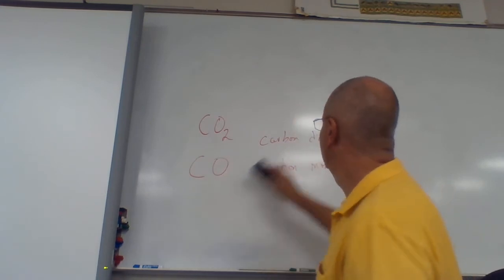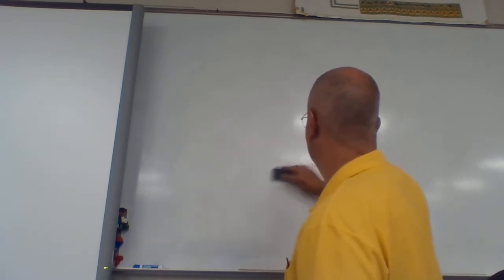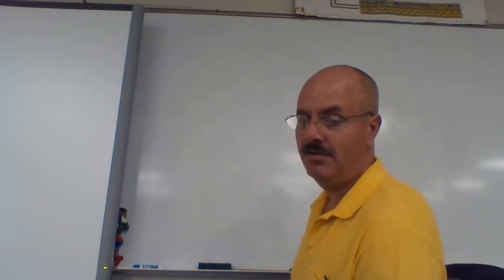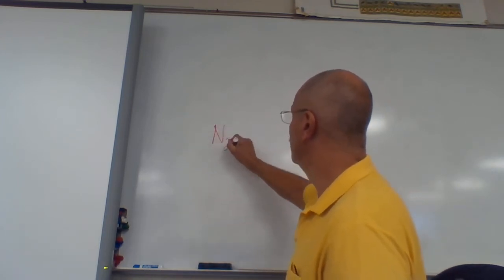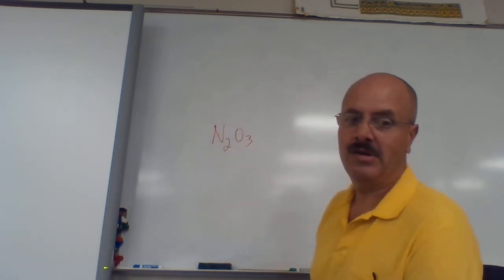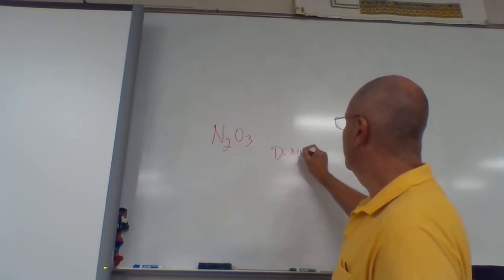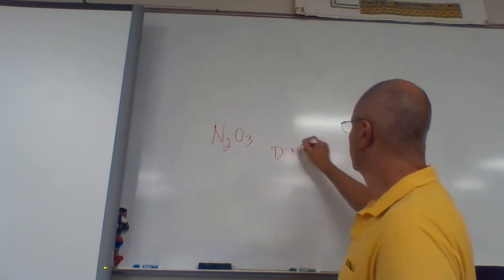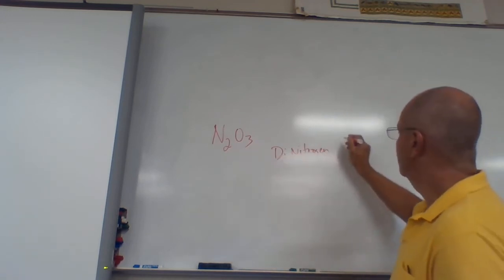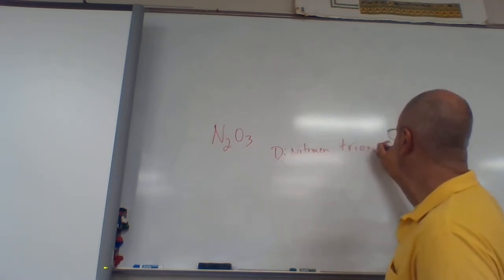So let's try the next one. I have it in your notes, so make sure you see how we got that. We had N2O3. So in this one, the first guy is nitrogen, but there's 2 of him, so we have to say di-nitrogen. Then there's 3 oxygens, so it's tri and oxide.